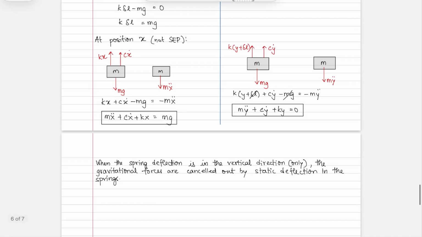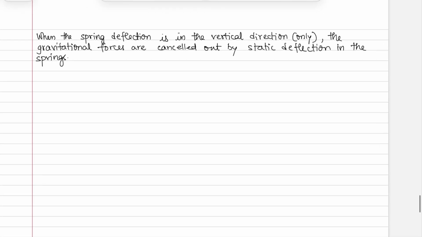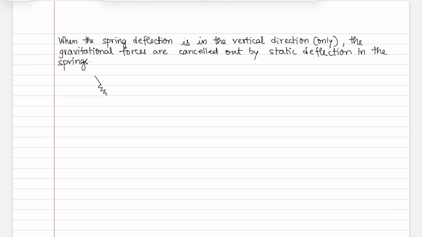So looking at how it was derived, you have this static deflection that's canceling out the gravitational force. If it happens to be that it is not vertically deflected alone, for example, in this springy pendulum, then you cannot use this result because now your deflection is radially outward, right? And so that static deflection is not going to cancel gravity in the other positions, and so you cannot use this result. So if you're in doubt, include gravitational forces and static deflection forces, and then see if they cancel out and so on.